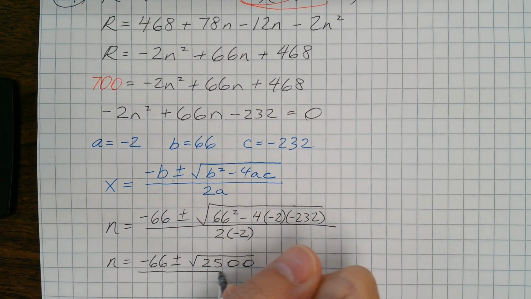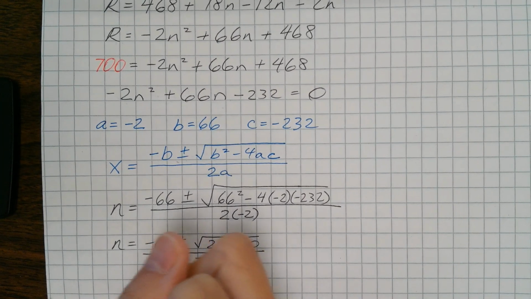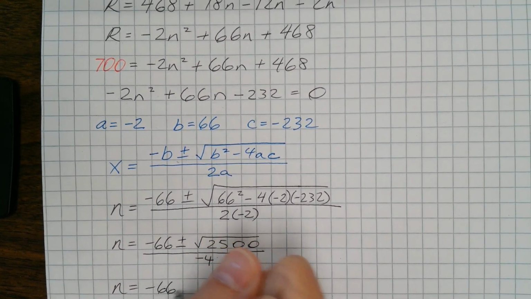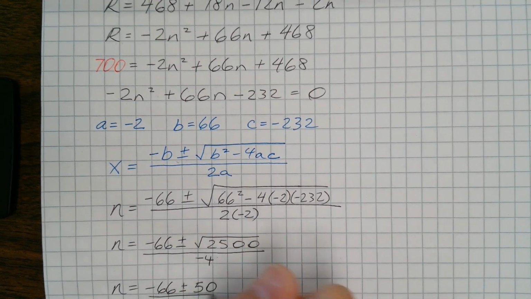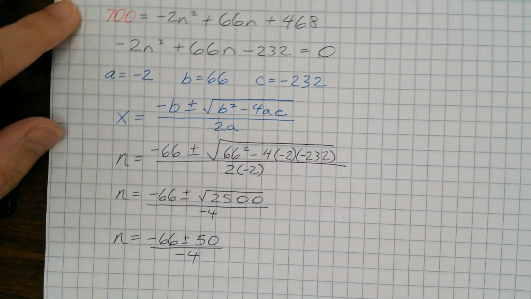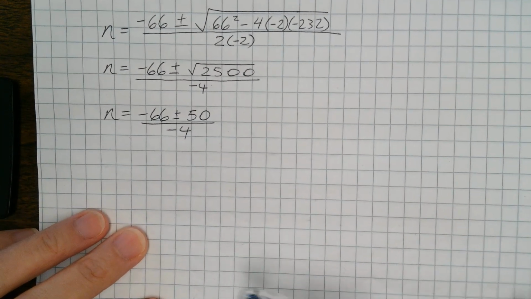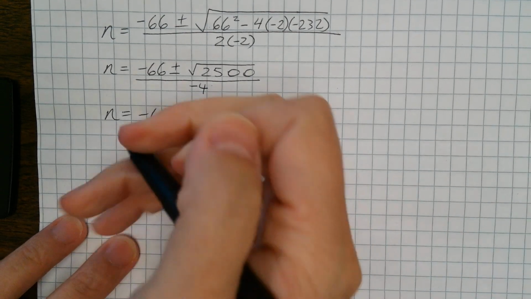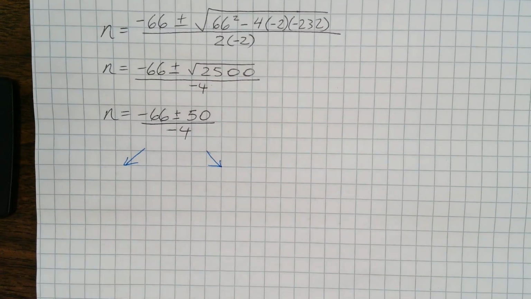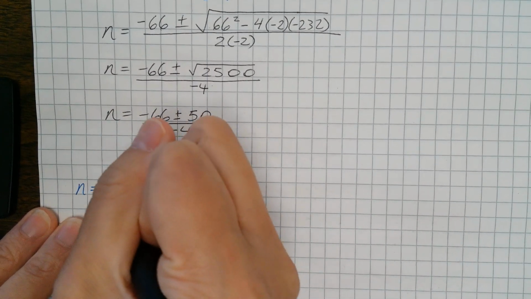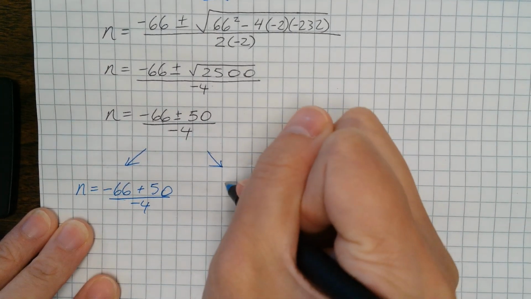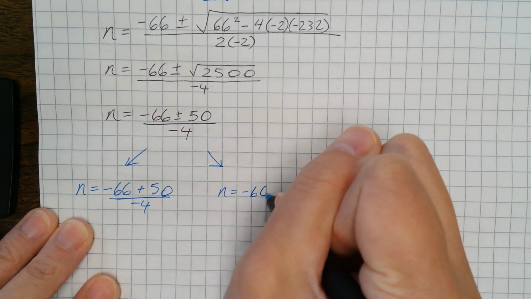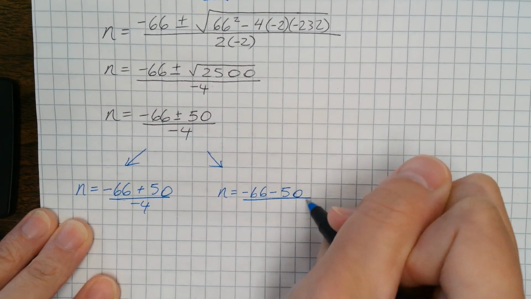So n equals negative 66 plus or minus root 2,500 over negative 4. So n equals negative 66 plus or minus 50 over negative 4. Once I get to this part, I can do my two sides, my two arrows. One is going to be negative 66 plus 50 over negative 4, and the other side is going to be negative 66 minus 50 over negative 4.